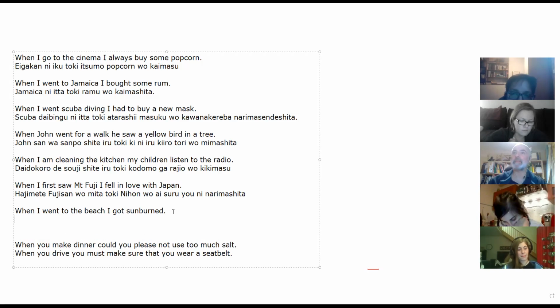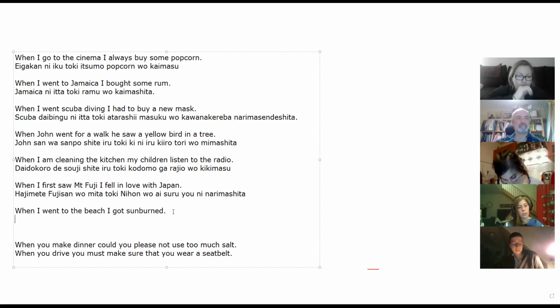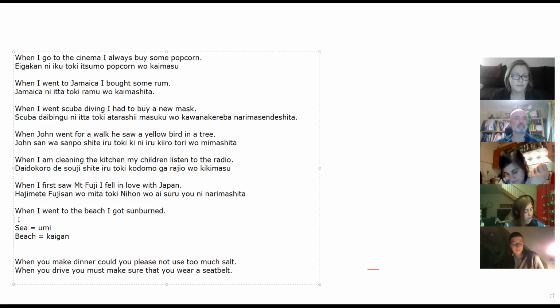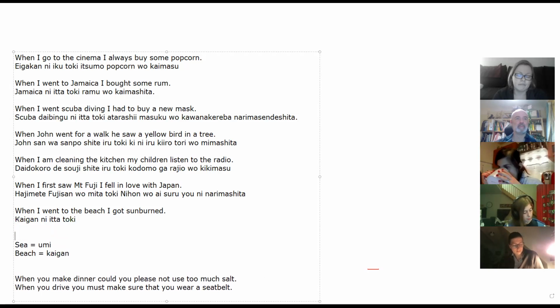When I went to the beach, I got sunburned. Damn. Umi ni. Let's use the beach instead of the sea. So we know that the sea is... Kaigan. The beach. Kaigan. Ita. What's the particle? Kaigan ni. Yep. Itta toki. If I remember, hiyake. Hiyake. Good. Sunburn. Hiyake.